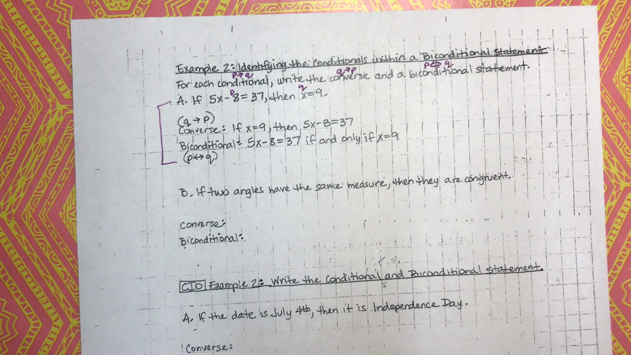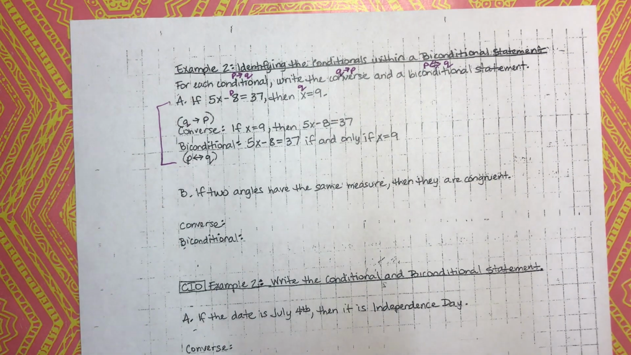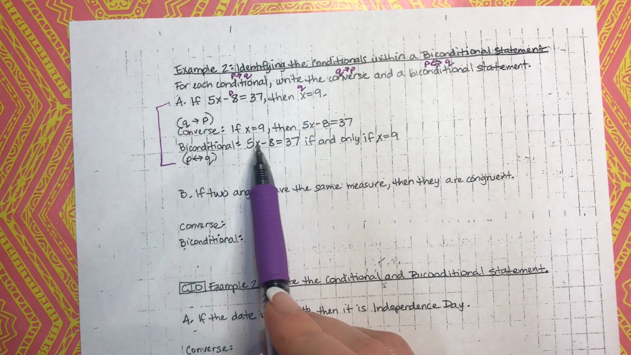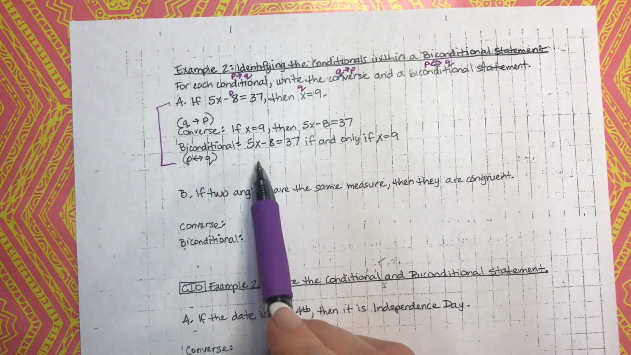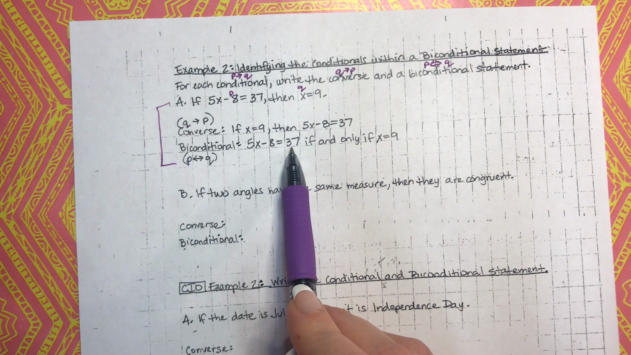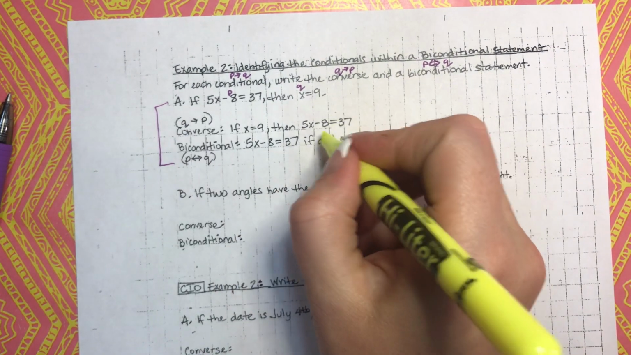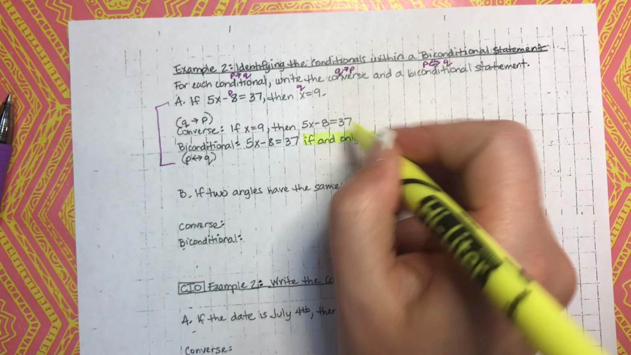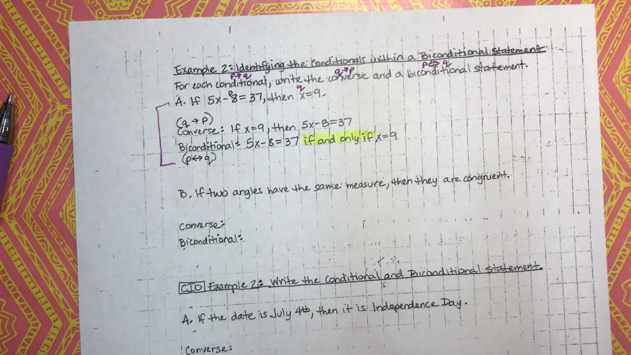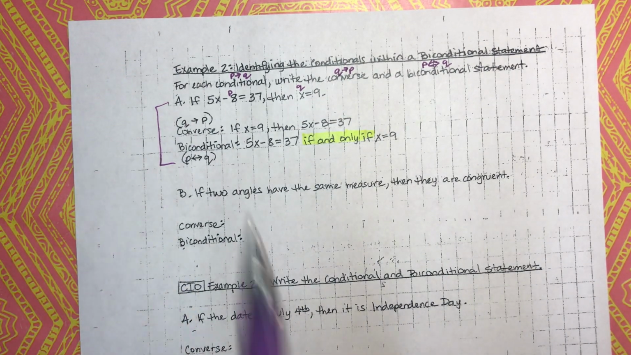The dragon doesn't want us to do it. I don't want you to do it. If you do it, you get it wrong. So just don't do it. Okay, so biconditional. You just start with the hypothesis, 5x minus 8 equals 37. And then you put in those key words, if and only if, in between the hypothesis and the conclusion, x equals 9. That's it, okay?